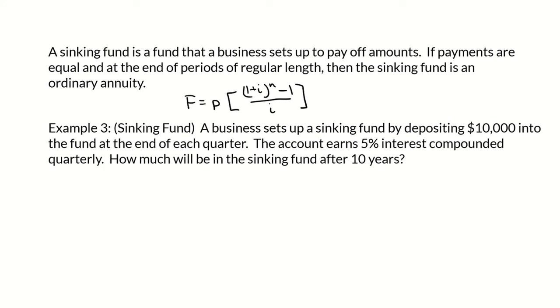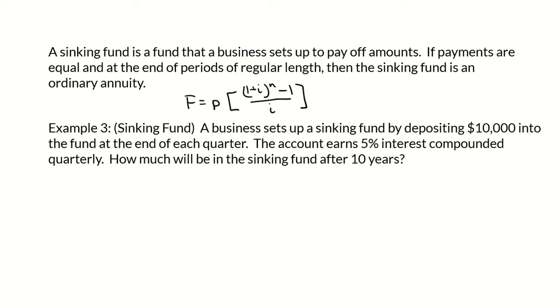Our final example will involve a sinking fund. Now, a sinking fund is a fund that a business sets up to pay off amounts, and if payments are equal at the end of periods of regular length, then the sinking fund is just an ordinary annuity. So, for the purpose of this example, we'll use the same equation as for ordinary annuities. So example 3, a business sets up a sinking fund by depositing $10,000 into the fund at the end of each quarter. The account earns 5% interest compounded quarterly. How much will be in the sinking fund after 10 years?